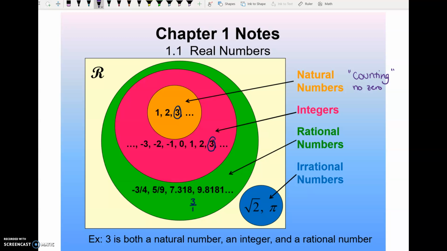Integers are positive, negative, and 0, but notice that they are still no decimals. So integers are positive, negative, 0, no decimals.